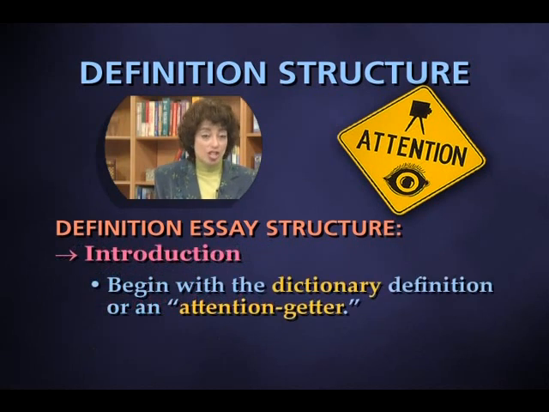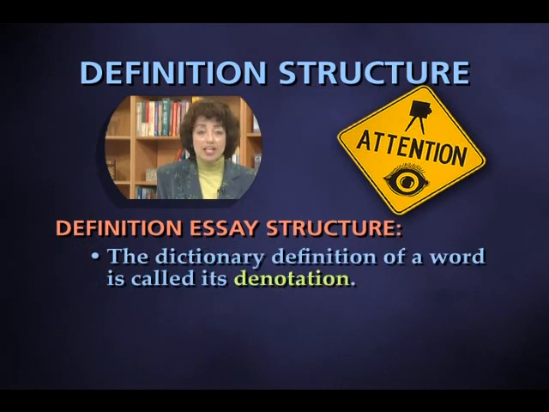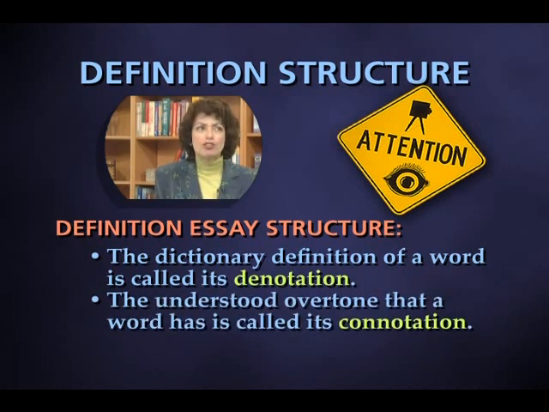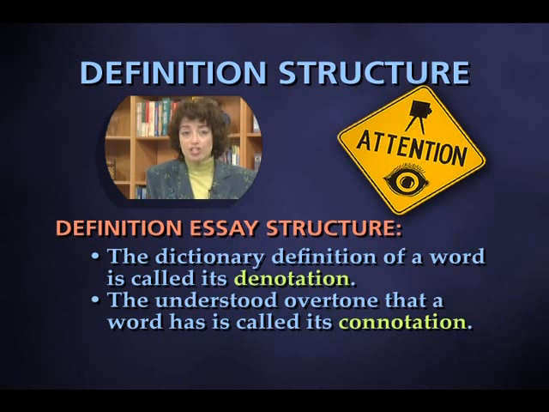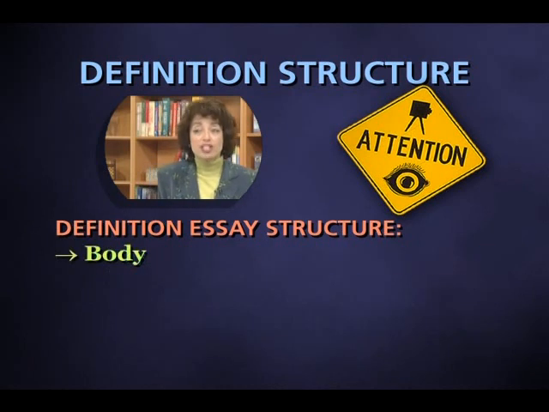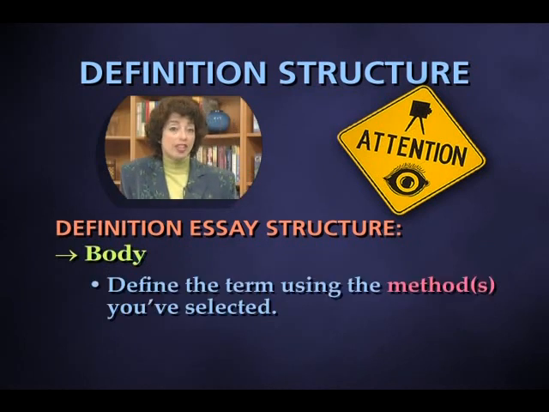Begin with a dictionary definition or an attention getter. The dictionary definition of a word is called its denotation. The understood overtones that a word has is called its connotation. Since you'll probably be dealing with connotation, always start with a denotation so that everybody is on the same page. In the body of your essay, define the term using the method or the methods that you've selected.